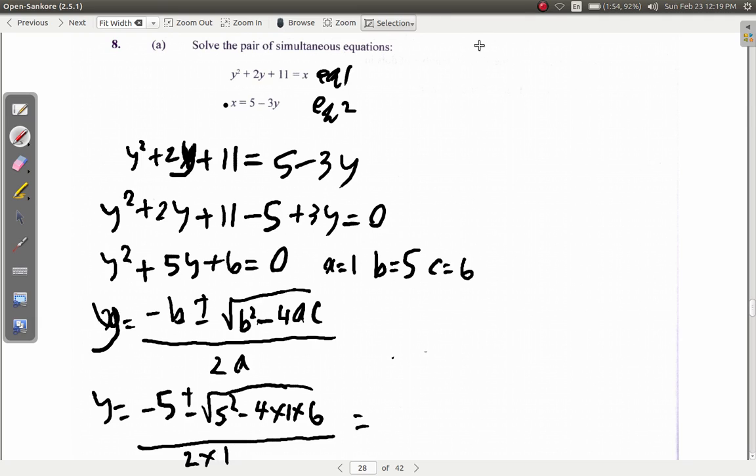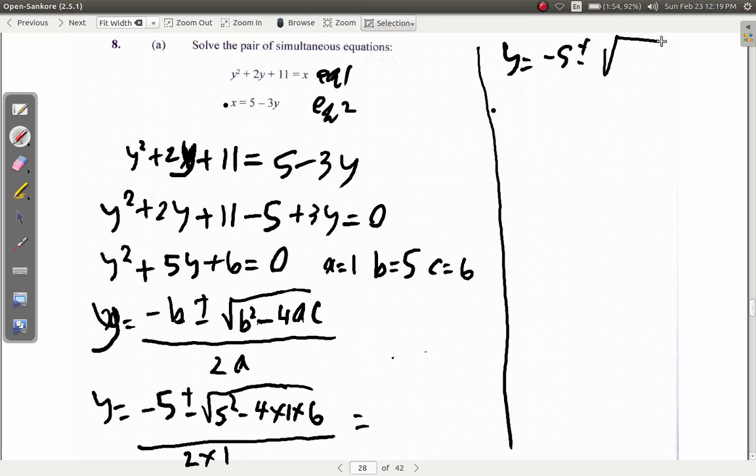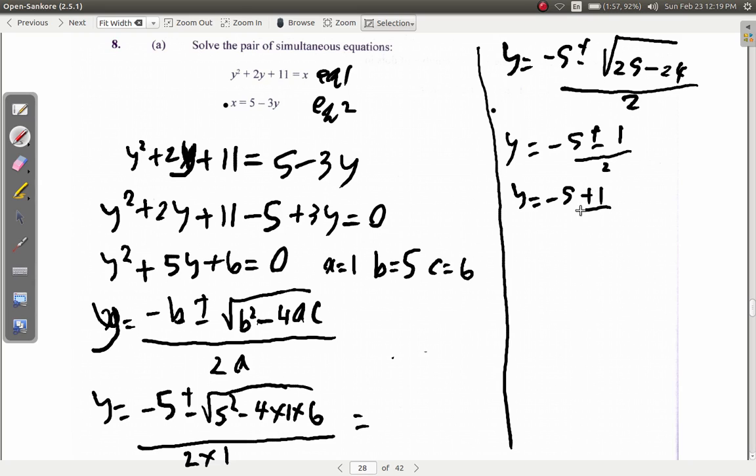Let's draw a line here and continue the work over here. So y is equal to negative 5 plus and minus the square root of 25 minus 4 times 6, which is 24, all over 2 times 1, which is 2. 25 minus 24 is 1. So the square root of 1 is just 1, over 2. So you have y is equal to negative 5 plus 1 over 2 in one case, and y is equal to negative 5 minus 1 over 2 in the other case.